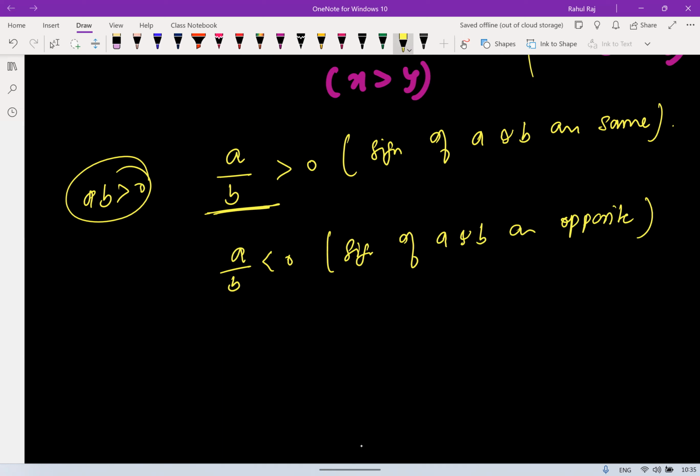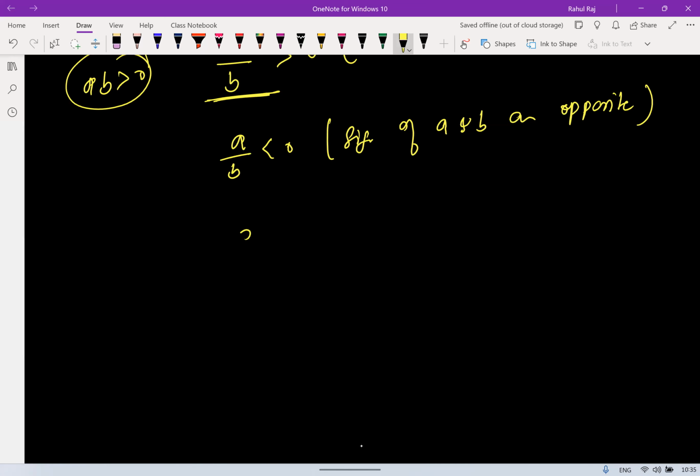Agreed? Yep. If I ask you, Alexa, A over B greater than 1, now tell me, what do you mean by this? It was still greater than 0, so positive. Now I'm asking you very specific, A over B is greater than 1. What does this mean to you?